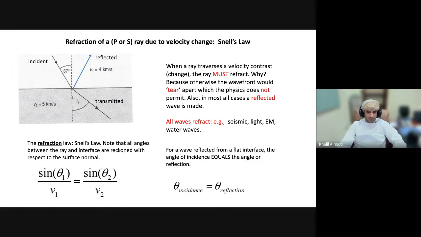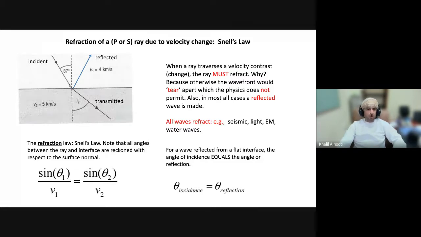The opposite is also true: it will deflect toward the normal if the velocity of the upper layer is higher than the velocity of the lower layer. And how can I tell? I don't need to be a genius, I only need to apply this equation. Which theta is going to be larger, the incident theta or the refraction theta, theta 2? It depends on the velocity of the respective layers. If the velocity of the upper layer is lower than the velocity of the deeper layer, the ray will be deflected away from the normal. The opposite is equally true: if the velocity of the upper layer is higher than the velocity of the second layer, the ray will be deflected toward the normal.